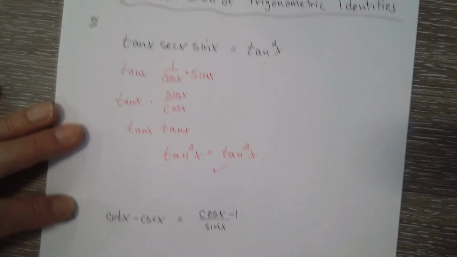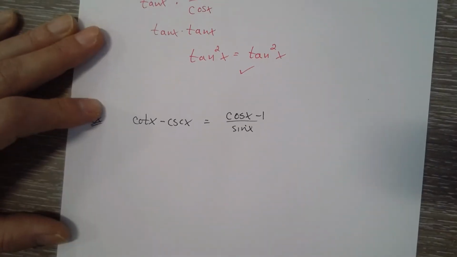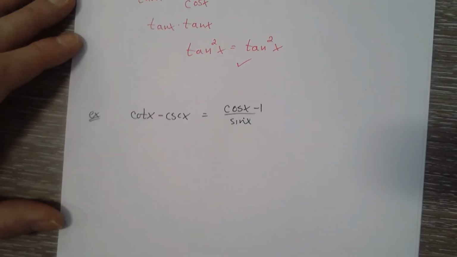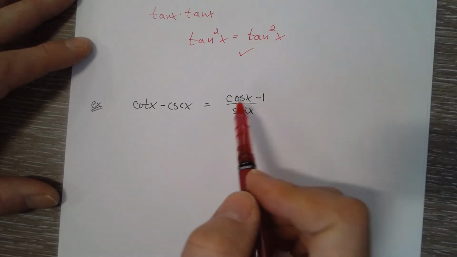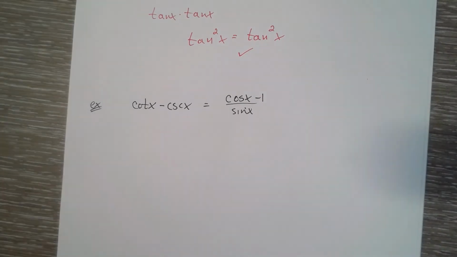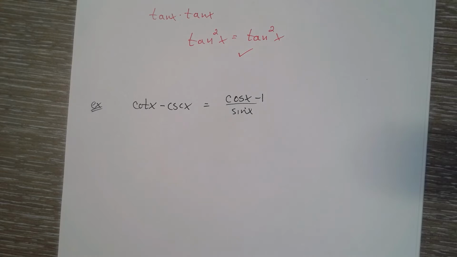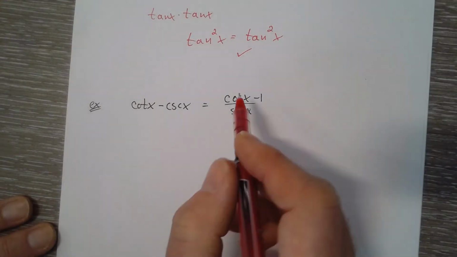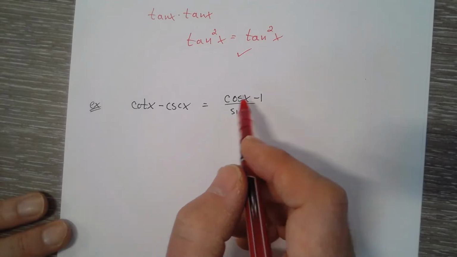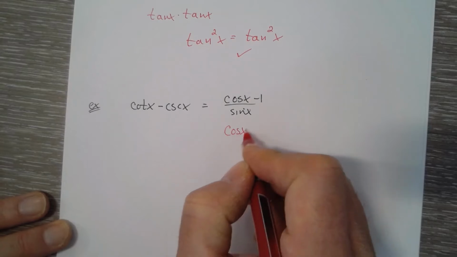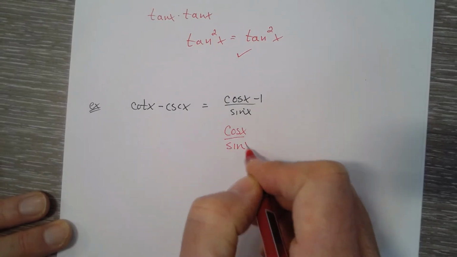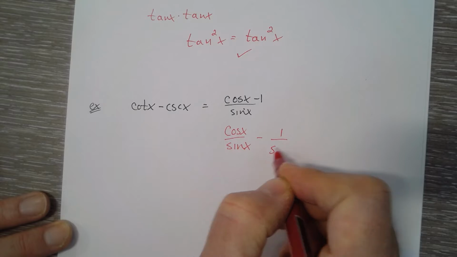All right, another example. If I ever see two terms on top and one term on the bottom in math, I immediately consider separating the two fractions. Okay, and I would say that this is the more complicated side. So I would say this is the same as cosine x over sine x minus 1 over sine x. Let's see if that gets anywhere.